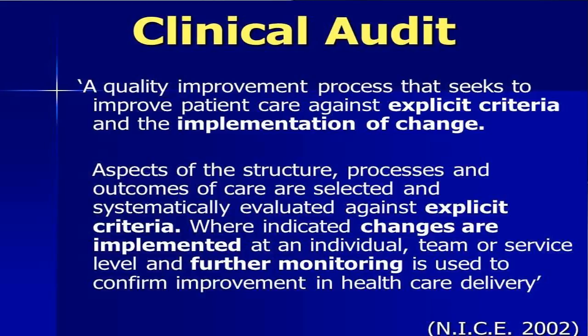Aspects of the structure, processes and outcomes of care are selected and systematically evaluated against explicit criteria, again, where indicated changes are implemented, again, at an individual, team or service level, and further monitoring is used to confirm improvement in healthcare delivery. So that's an expanded version of the previous slide, and that was defined by NICE in 2002, and it's basically what we try and run with in terms of designating projects as clinical audit pieces of work.